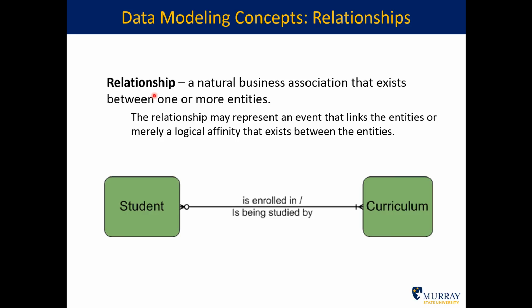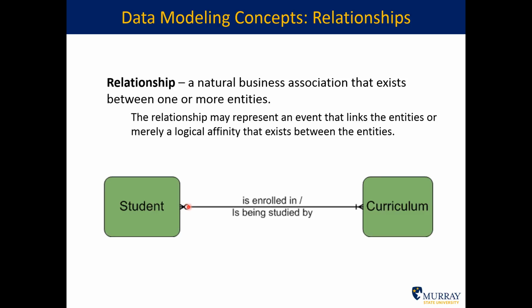So what is a relationship? A relationship is some kind of natural business association that exists between one or more entities. Some kind of relationship between entities that is relevant for business purposes. The relationship may be represented by an event that links the entities or some kind of logical affinity that exists between those two entities. Which entities are linked seems to be on the side of the art of system analysis and design. You need to decide which entities are linked and which entities are not linked.